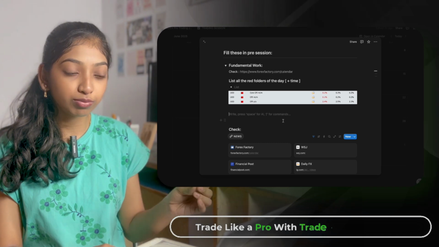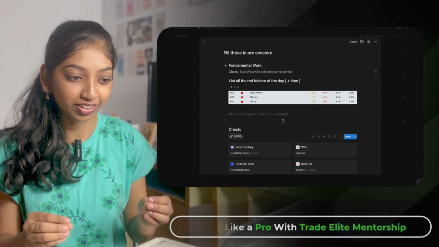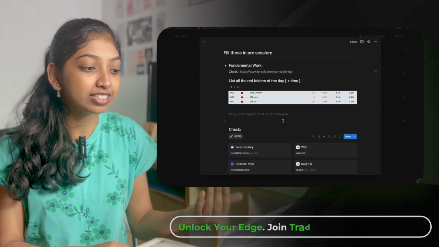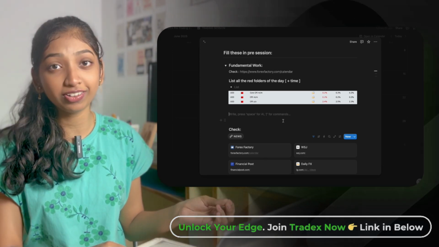This is exactly why fundamental and technical analysis go hand in hand. You can't just rely on charts. You need to know what's moving the markets. All right, now let's hop into the charts.